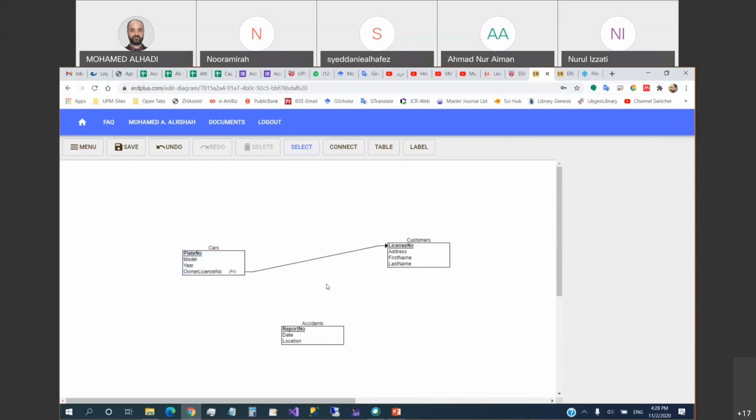Okay, doctor. Then here we can go to the customer and the accident. Which one is strong and which one is weak? And should the accident be connected to the customer or connected to the car?